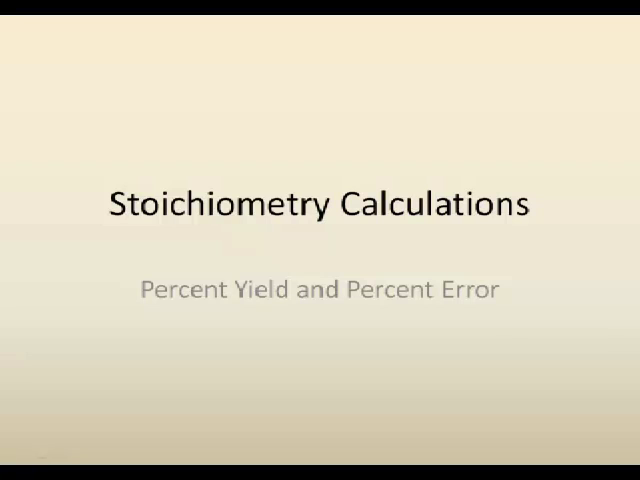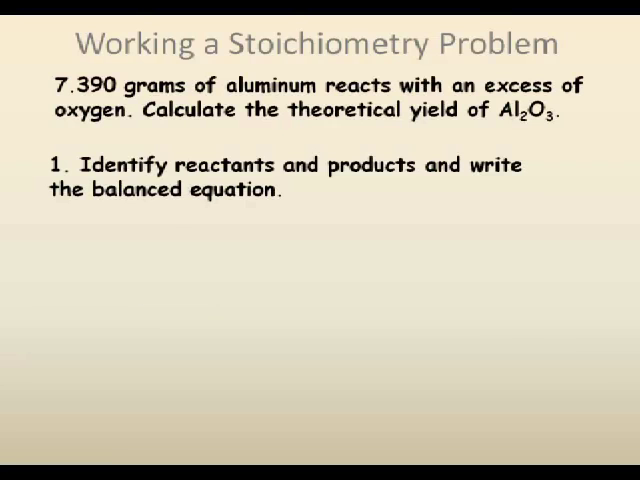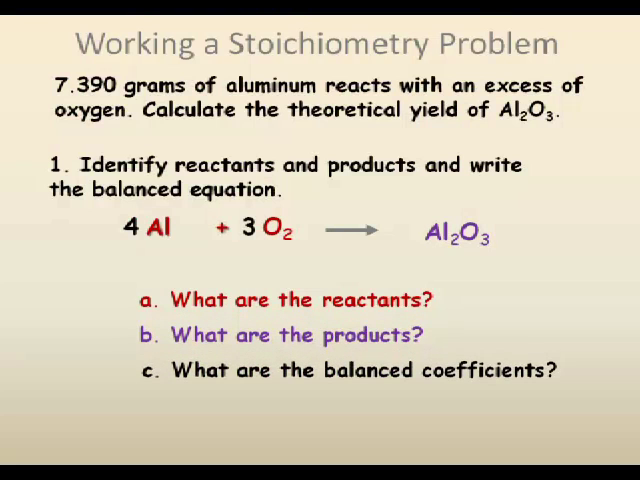This podcast is on stoichiometry calculations, ending with a discussion of percent yield and percent error. In working a stoichiometry problem, the first thing you need to do is identify the reactants and the products and write the balanced equation. You ask yourself, what are the reactants and what are the products? And you get that from reading the actual question.